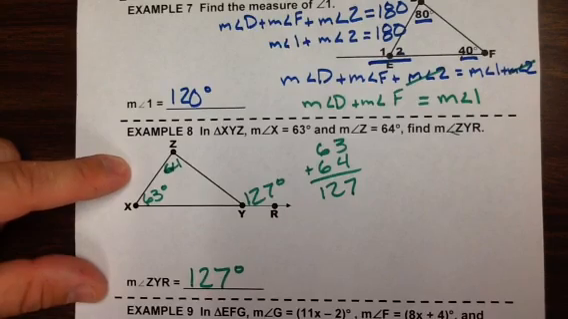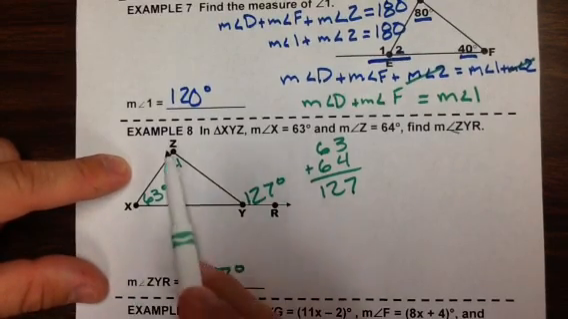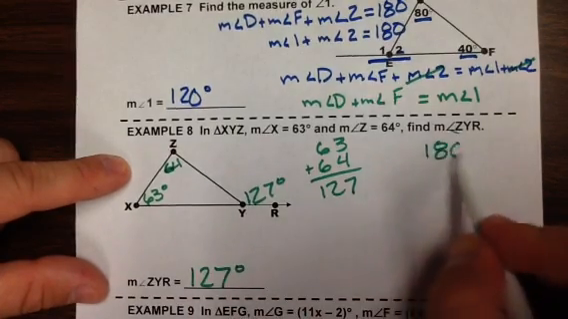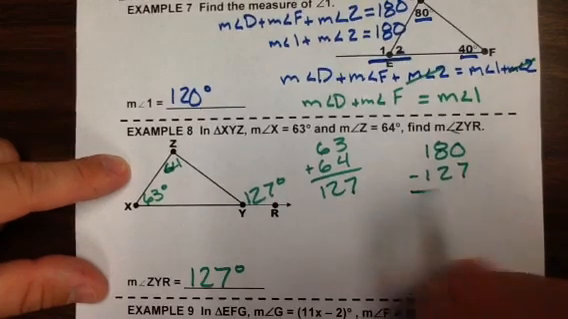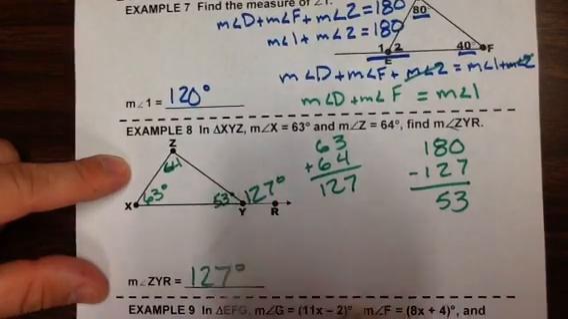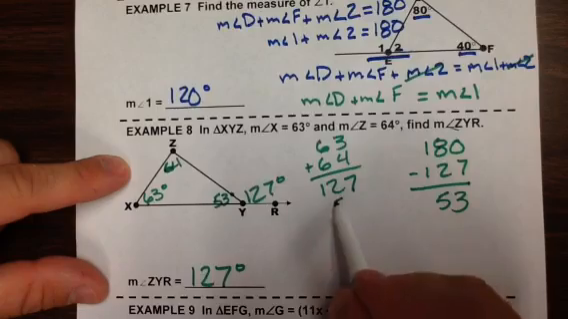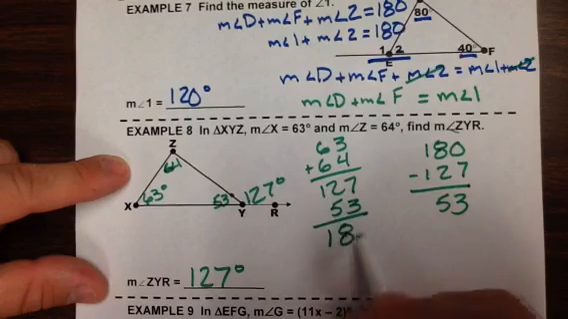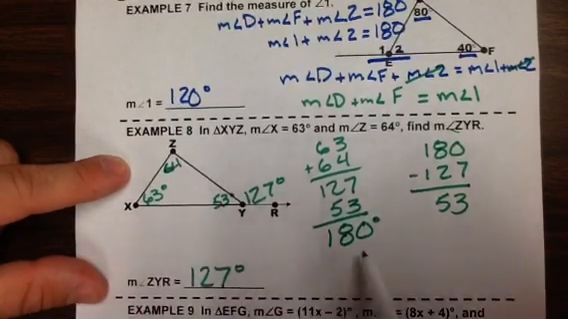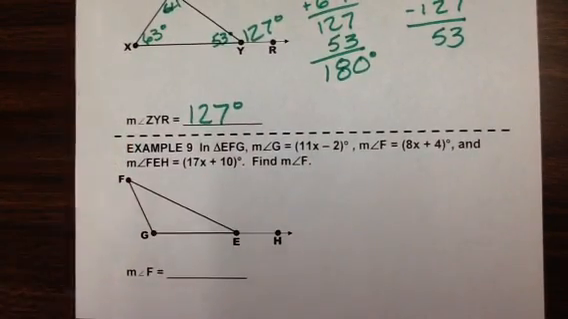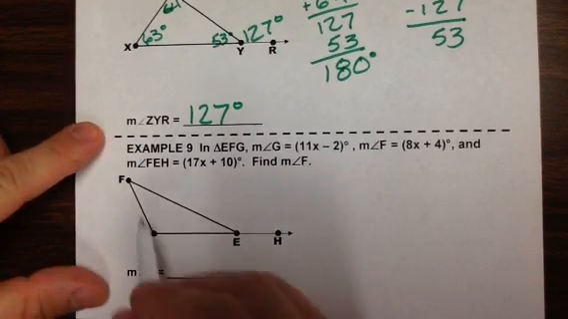Now to check my work, I know that XYZ and ZYR are supplementary, so 180 minus 127 gives me 53, which means that this must be 53 degrees. Well, if I take that 53 and I add it to my 127 that I got from 63 and 64, I'll be back at 180 degrees. And we know that a triangle is always 180 degrees. Great way to check your work. Looking at example 9. Last example, go ahead and pause the video, take a moment. As soon as you're done, come back and we will talk.